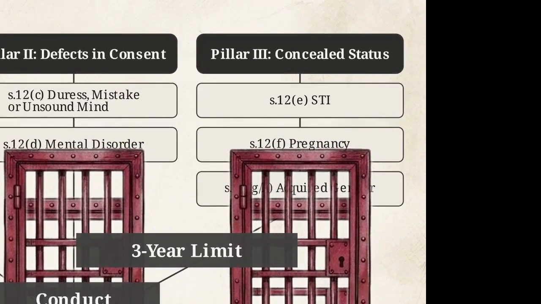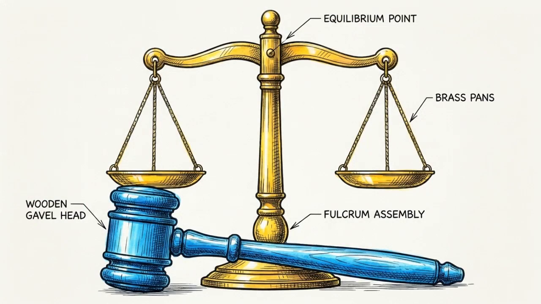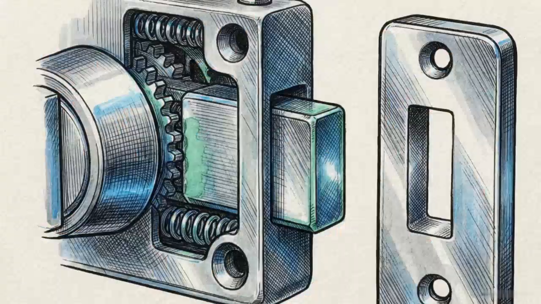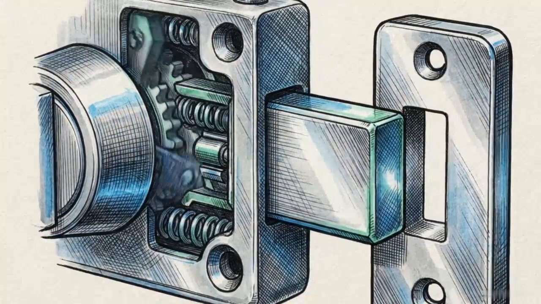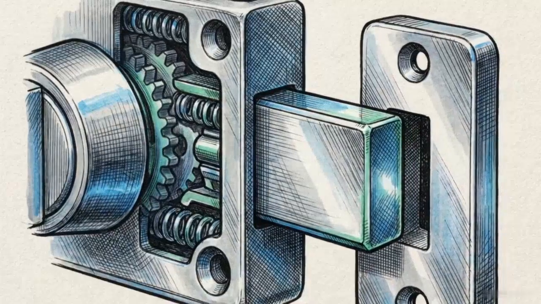The third bar is knowledge. For Pillar 3 grounds like an STI, pregnancy, or an acquired gender, the applicant is completely barred if they possessed knowledge of that fact at the exact time of the ceremony. The rationale behind Section 13 is straightforward. The court values finality and equity. It will not allow a party to use a historic formation defect as a convenient exit strategy years after the fact. Once triggered, these statutory bars act as an unyielding, permanent lock, firmly cementing the marriage into legal reality.